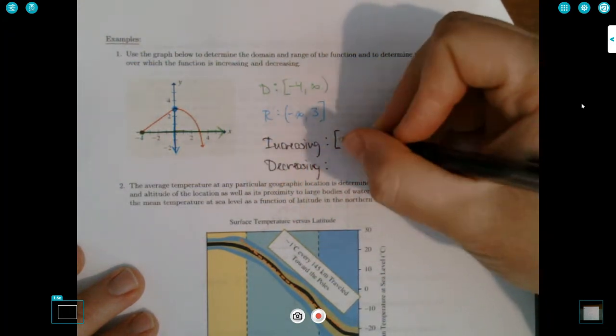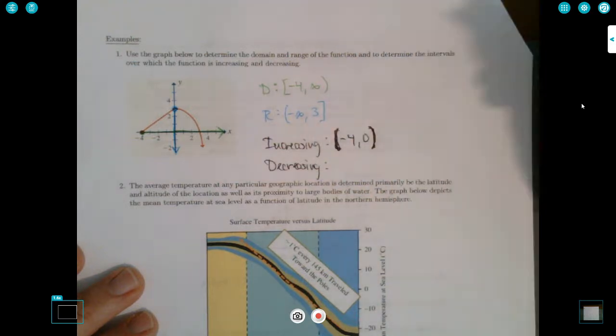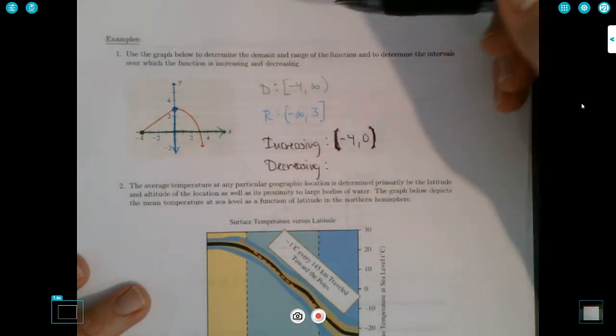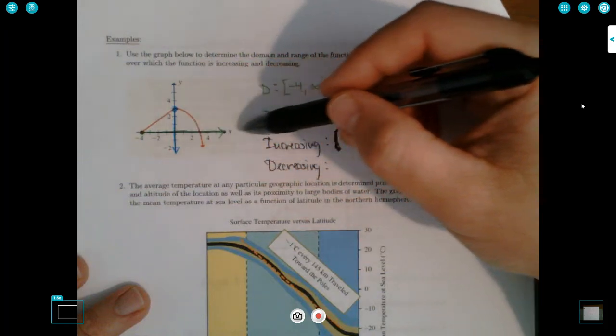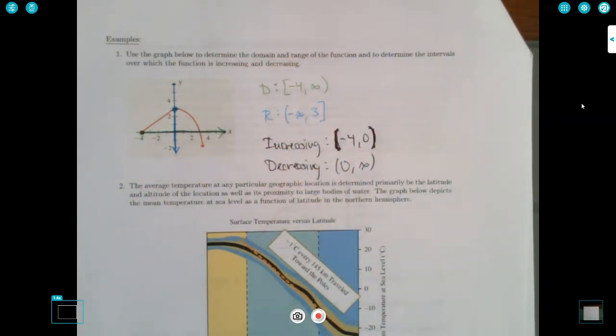And actually, you know what? I should probably use parentheses here instead of brackets. I'm not sure what your book will use. It doesn't really matter. I'm not going to take off points for something like that. But it's increasing from negative 4 to 0 and then decreasing from 0 to infinity. Okay? So that's how intervals of increase and decrease work.